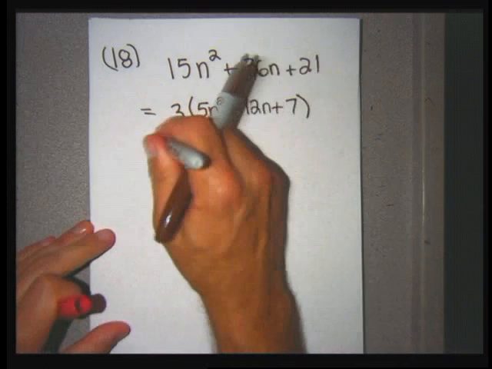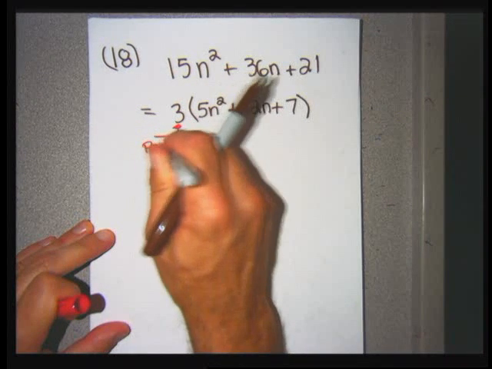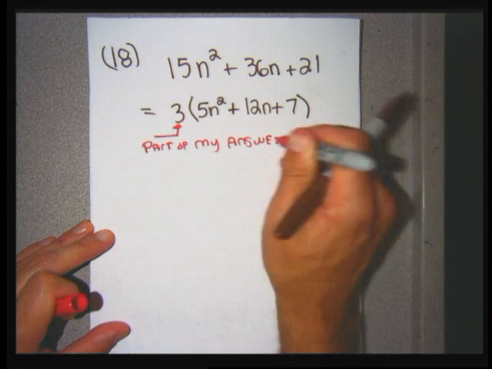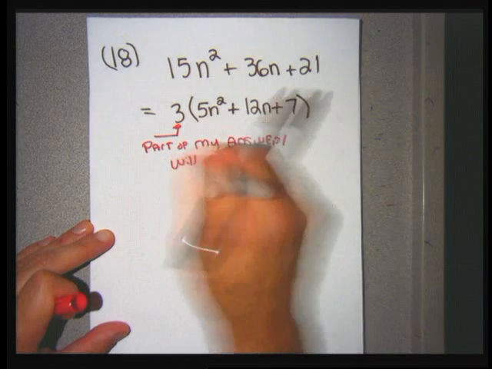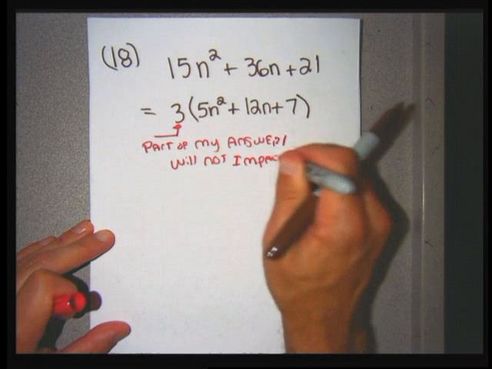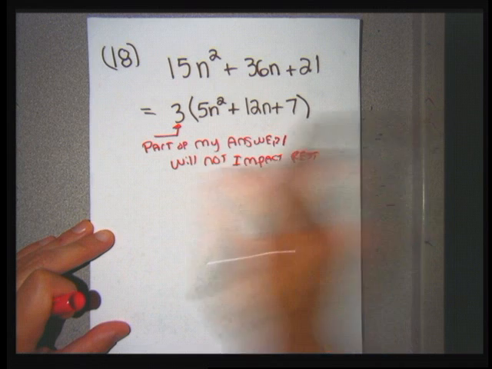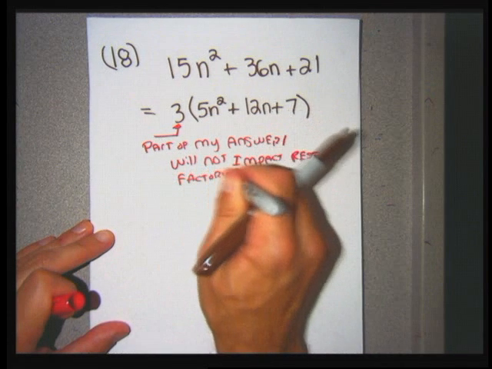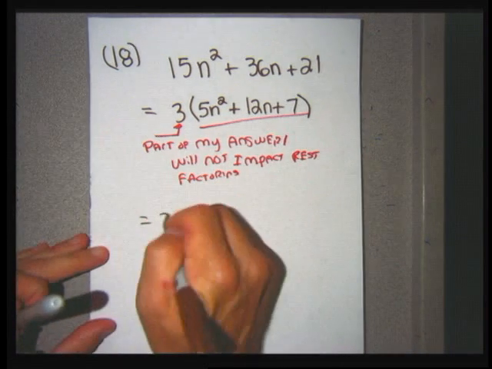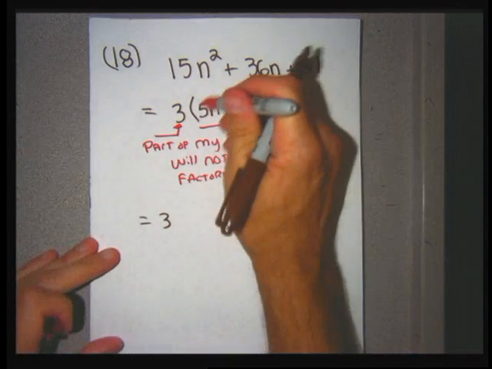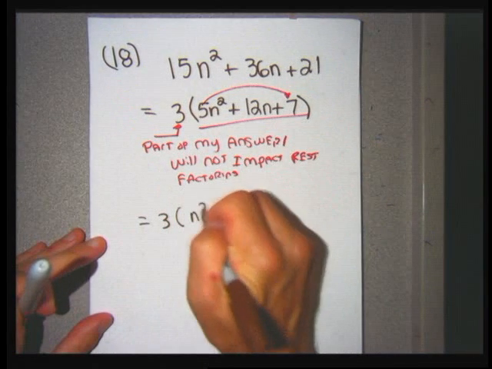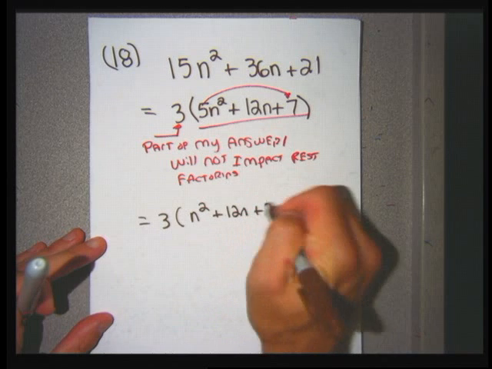The 3 is going to be part of my answer. But I'm going to ignore it now. It will not affect, I'll say impact because I'm not sure which effect is right, the rest of the factoring. So what I need to do now is factor this 5n squared plus 12n plus 7, which I'm not good at factoring, so I'm going to take this 5n squared, get rid of the 5, incorporate it into the 7. And I'm going to factor n squared plus 12n plus 35.